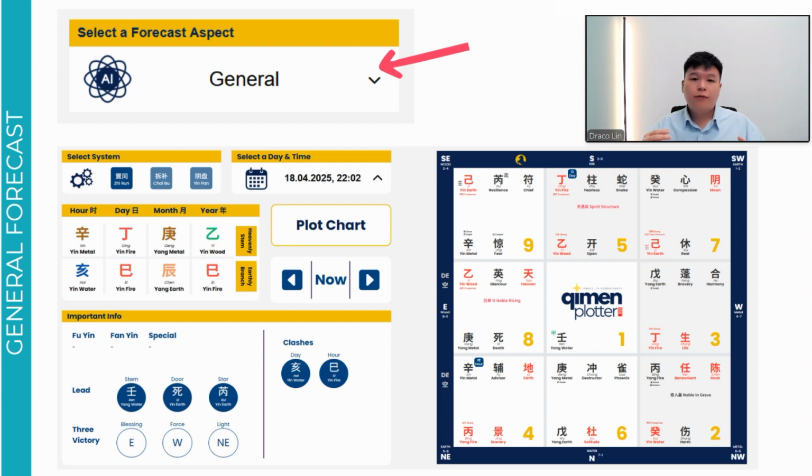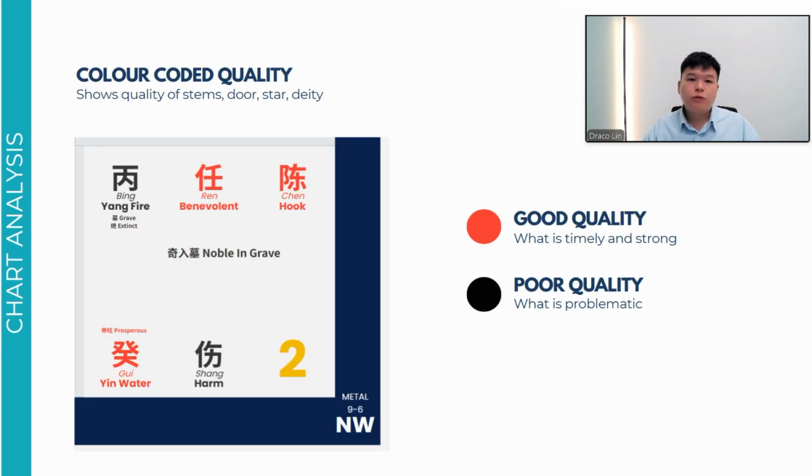If you're looking for a general forecast, I'm very sure you are a practitioner, and that's where you can have all the different functions and the color coding that is ready to help you in your analysis. Some parts of it I'm going to explain to you, for example the color-coded quality. Always remember, we have done the backend system for you, where red is good and black is poor.